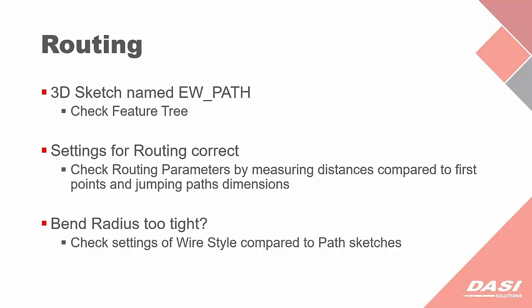Now, lastly, we have the bend radius, and sometimes checking the settings of that bend radius, of course, you need to use a specific bend radius, so what you might want to do is check or change your path sketches. And what I'm talking about is this EW path that we have, because this EW path is the route that is going to be followed because you are using electrical 3D.